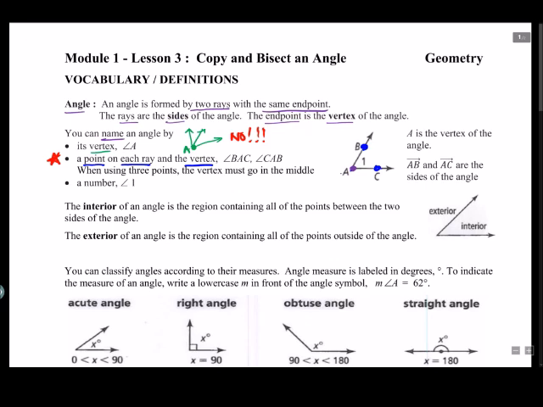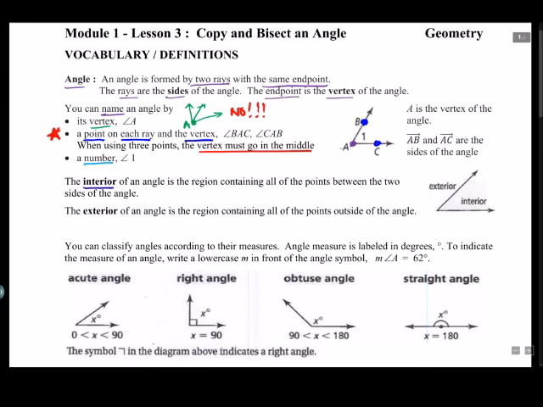But do notice that when you are using 3 points, the vertex must go in the middle. This is not an option. So you always know which point is the vertex because it's the one in the middle. Again, this is the most appropriate way and the longest way to name an angle. And last here, you can sometimes use a number. This angle is labeled with a number 1. We could call it angle 1.